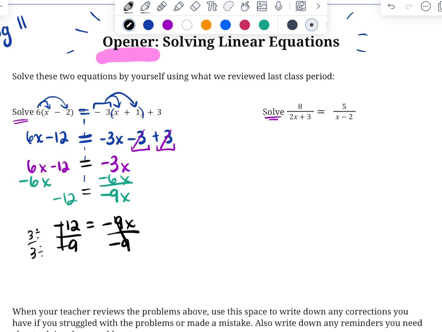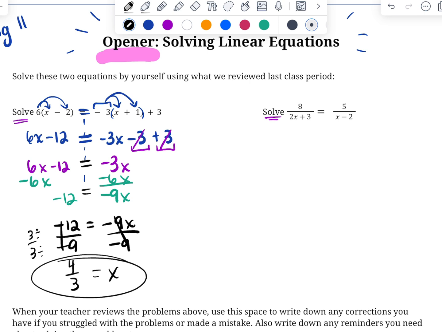So that's really 4/3 equals x. Okay, so that's what I got. And then we've got the problem on, so take a moment, check your work, see if you agree with my work. And if you don't for some reason, double check my math. Double check your math, okay? And then we're going to move on to the next one.